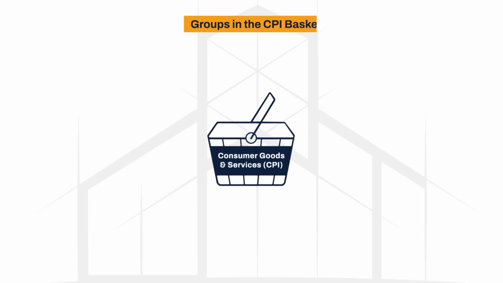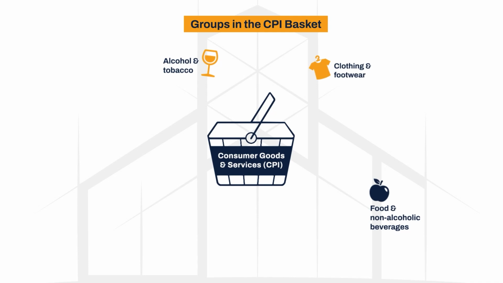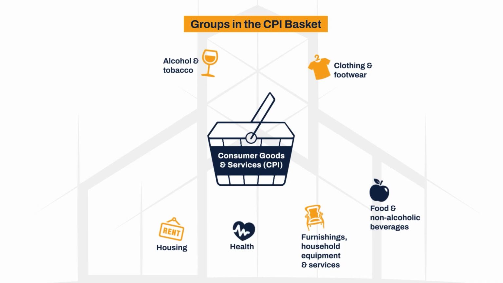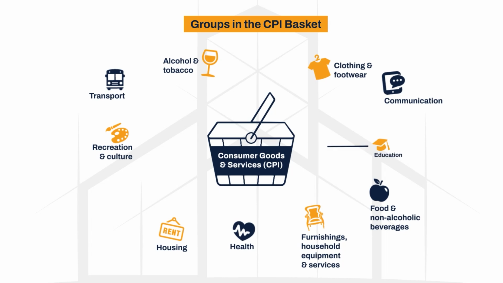The total price of the basket will change as the prices change from one quarter to the next. The CPI measures the changes in the price of this fixed basket of items. The total basket is divided into 11 major groups, representing a specific set of commodities. These are food and non-alcoholic beverages, alcohol and tobacco, clothing and footwear, housing, furnishings, household equipment and services, health, transport, communication, recreation and culture, education, and insurance and financial services.